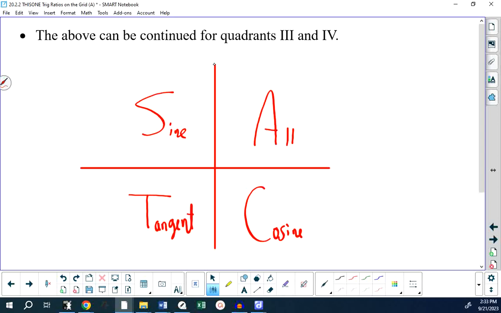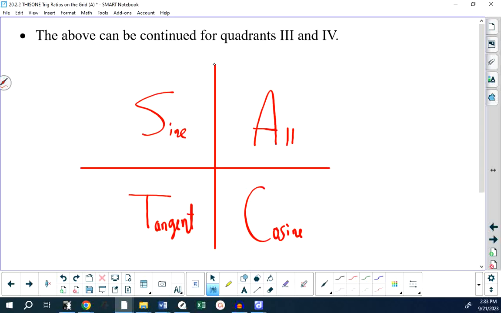Personally, I don't even think you need a rule. I would rather you just say sine is y over r. Is y positive or negative where you're looking? If you do want the CAST rule, there it is. I don't know who came up with this. You can start with quadrant 1 and say add sugar to coffee. But again, I think it's better if you just understand what's going on here.